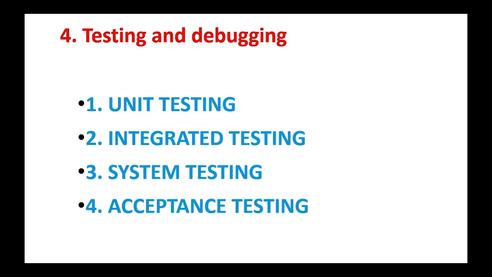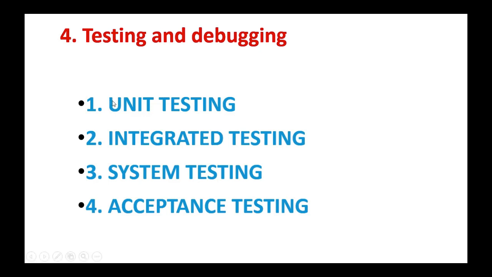So this is what we call integrated testing, the testing of connecting 2 or 3 units. System testing is when we connect and test all these units, so it becomes the whole system. Finally we test the whole system to see whether it functions correctly. And the last one is acceptance testing.